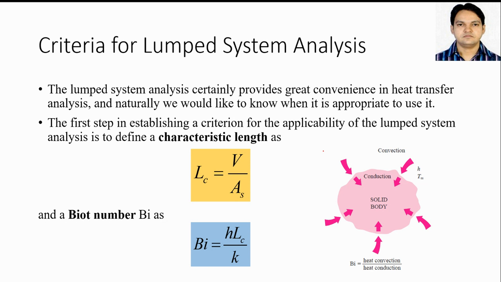So if we consider this particular figure, suppose it is a sphere, then you need to calculate the volume of the sphere and the area of the sphere, and that will give the characteristic length. The second criterion we should consider here is the Biot number, and that is nothing but h Lc divided by k. So it depends on characteristic length, convective heat transfer coefficient and conductivity of the material. The Biot number you can define in this way also: it is heat convection divided by heat conduction.